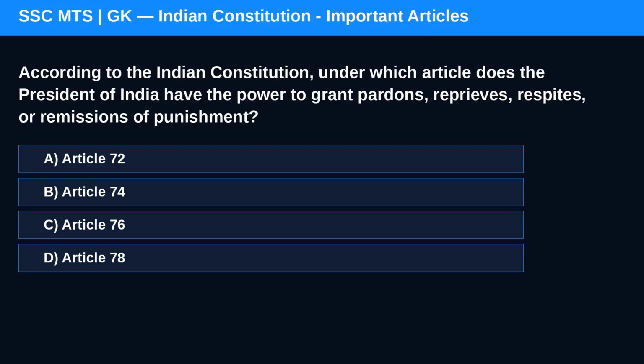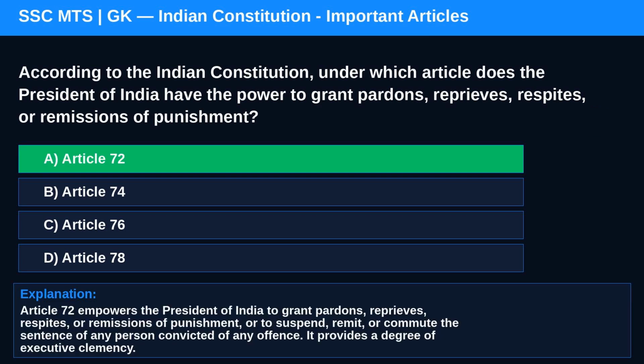Question 15. According to the Indian Constitution, under which article does the President of India have the power to grant pardons, reprieves, respites, or remissions of punishment? Option A, Article 72. Option B, Article 74. Correct answer is A. Article 72 empowers the President of India to grant pardons, reprieves, respites, or remissions of punishment, or to suspend, remit, or commute the sentence of any person convicted of any offense. It provides a degree of executive clemency.